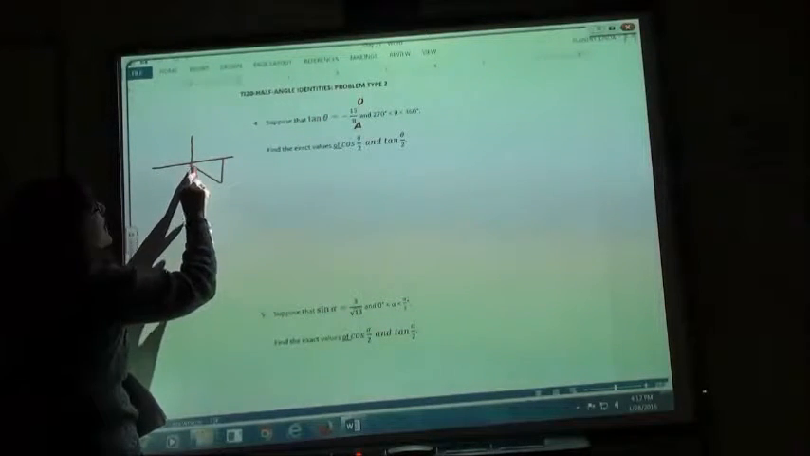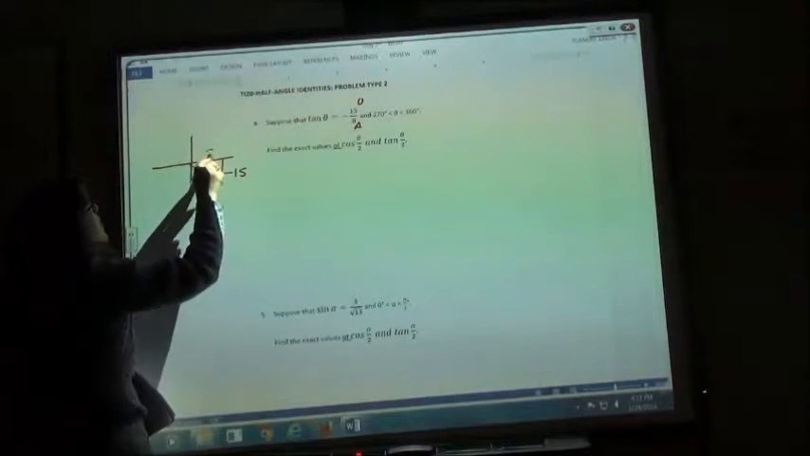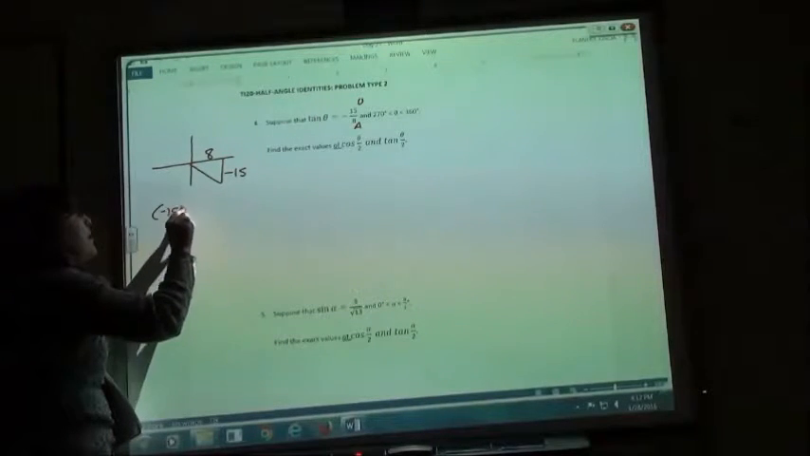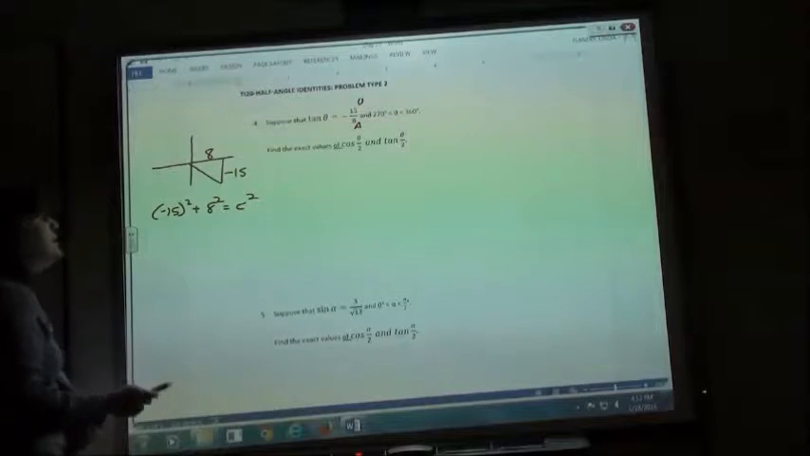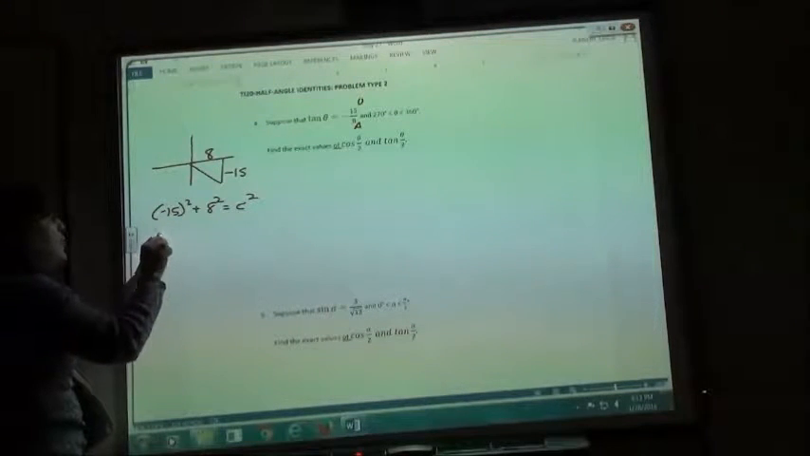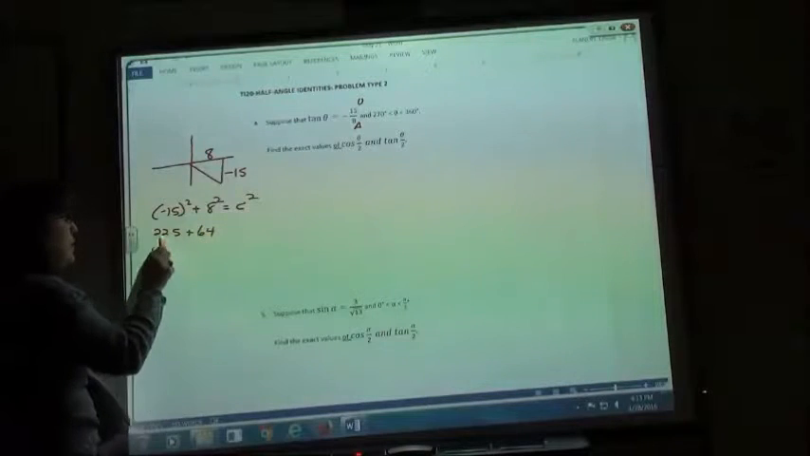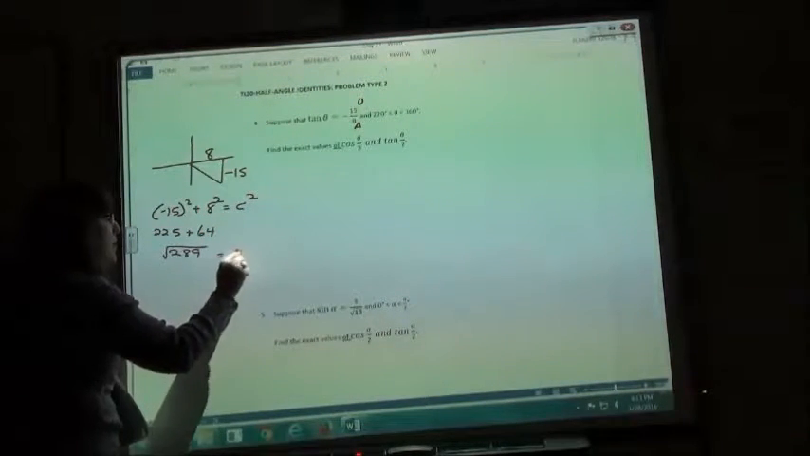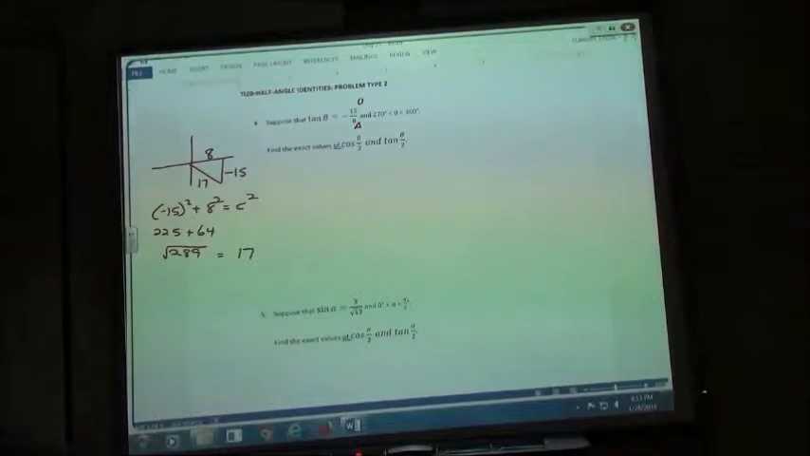My opposite side would be negative 15 since it's going down. My adjacent side is 8. I'm then going to use my Pythagorean theorem to figure out what my hypotenuse is. So negative 15 squared is 225, 8 squared is 64, so I get 289, square root of 289 is 17, so my hypotenuse is 17.